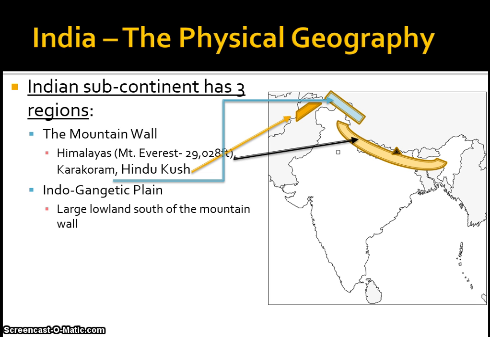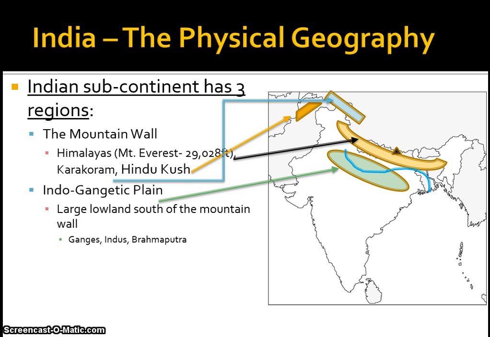The next region of the subcontinent is the Indo-Gangetic Plain. This is a large lowland south of the mountain wall. It is located here in green. Please locate it on your map. Here you will also find 3 of the major rivers, although they are not the only rivers in India. They are the 3 that I have chosen to highlight.